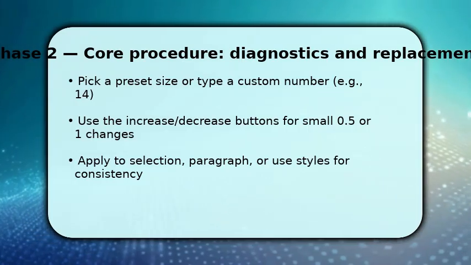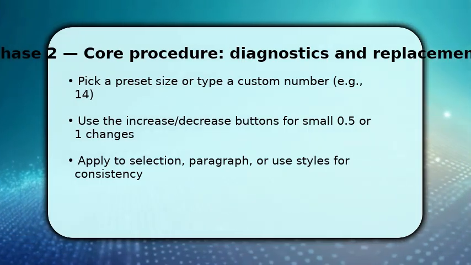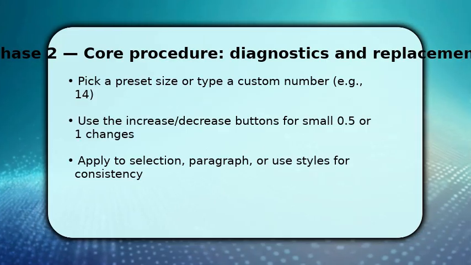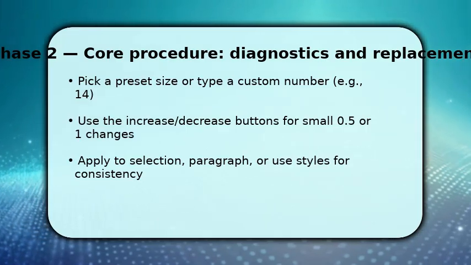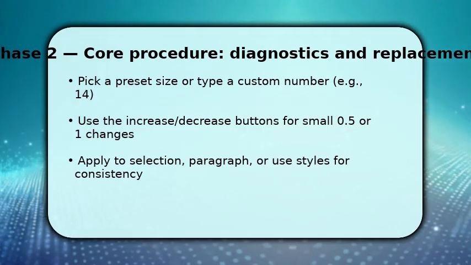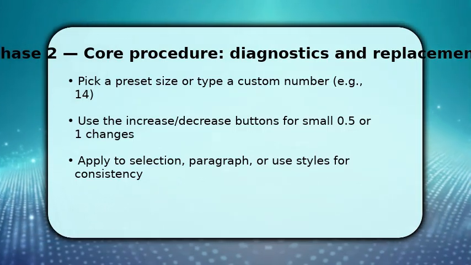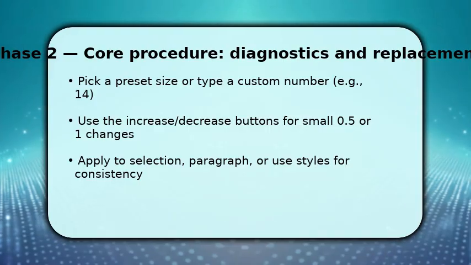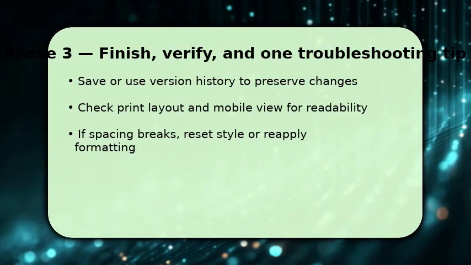If you want uniformity, apply the size through paragraph styles or the style menu so headings and body text stay consistent. This helps later when exporting or sharing the file. Finish by saving your document and scanning the layout. Check Print View and Mobile View to confirm readability.